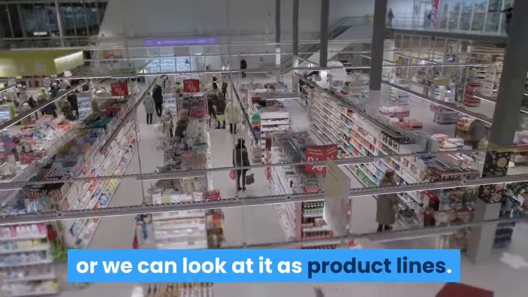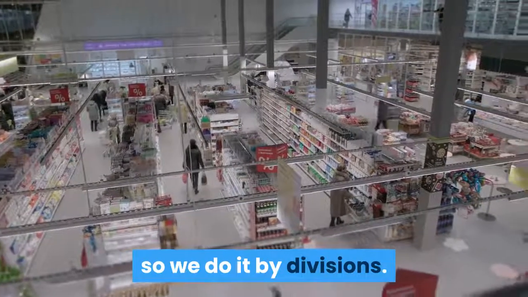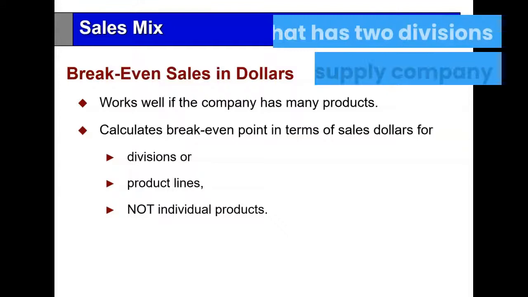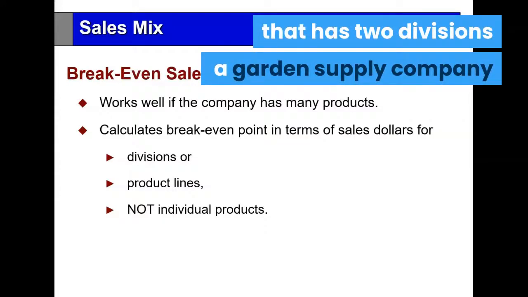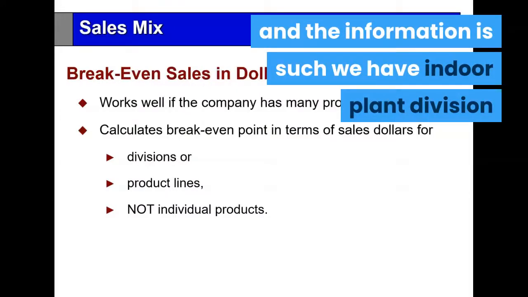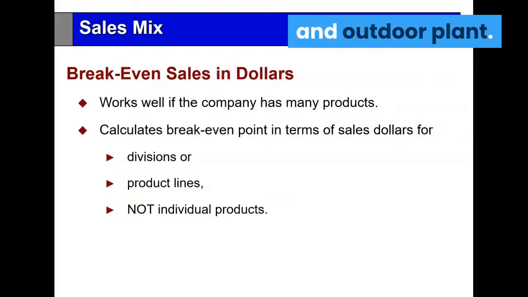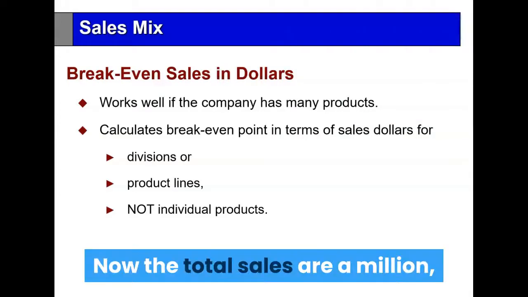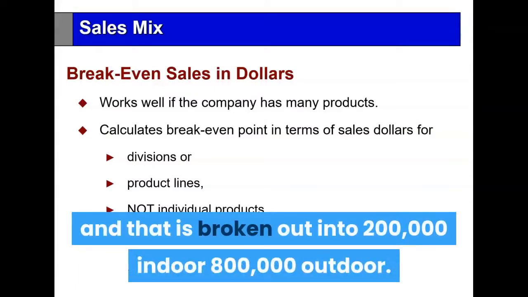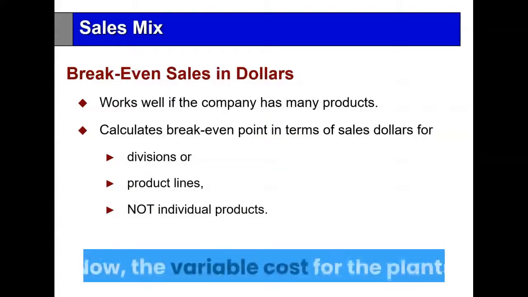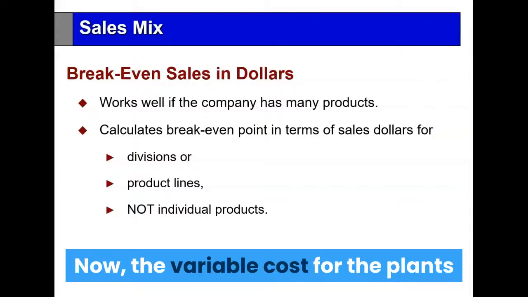Now, most often, though, many companies have more than two products. You can think of a grocery store or a clothing store, what have you. There are many, many products in those companies. So it's more useful now to use the weighted average contribution margin ratio, okay? Because that works better if we have a company that has many products.